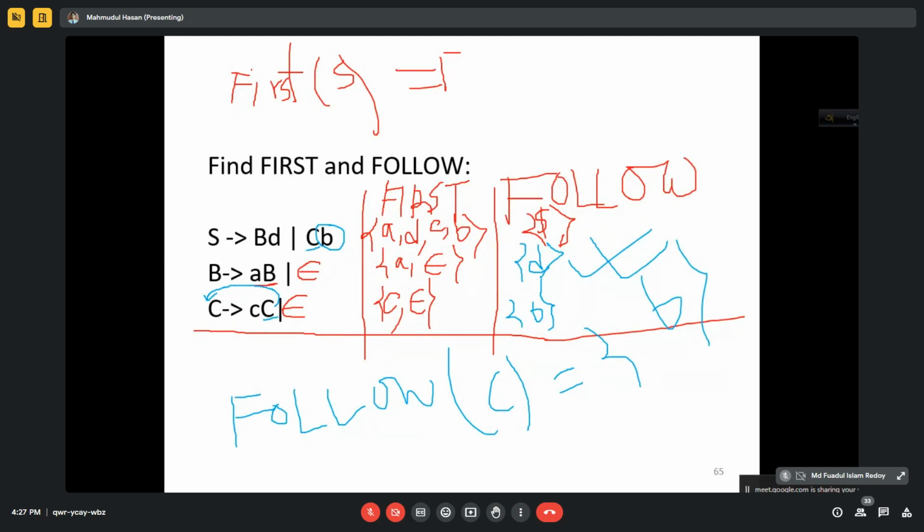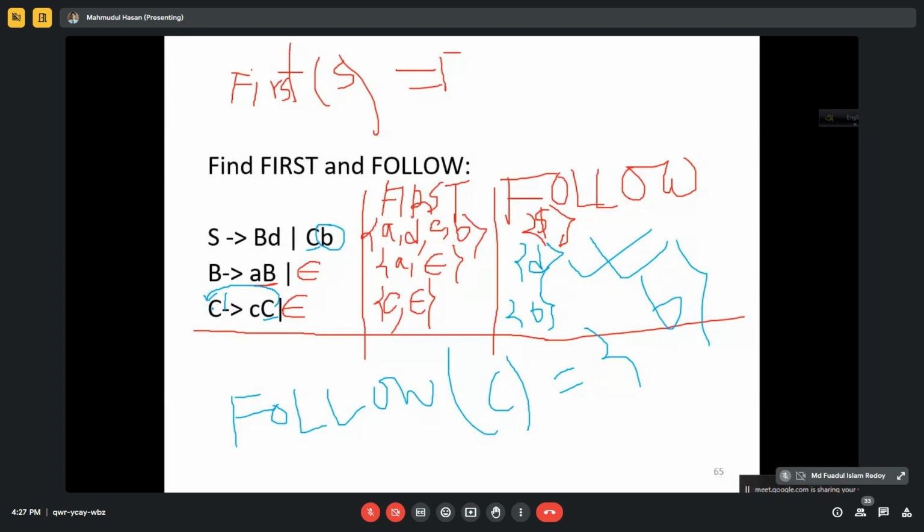If the next character is a non-terminal, this is the question, or there is nothing after that non-terminal, that means it is the last symbol, then you need to go to the actual left-hand side. That means the follow of C is equal to the follow of C. If suppose there is actually C dash, at that time follow of C equals follow of C dash.